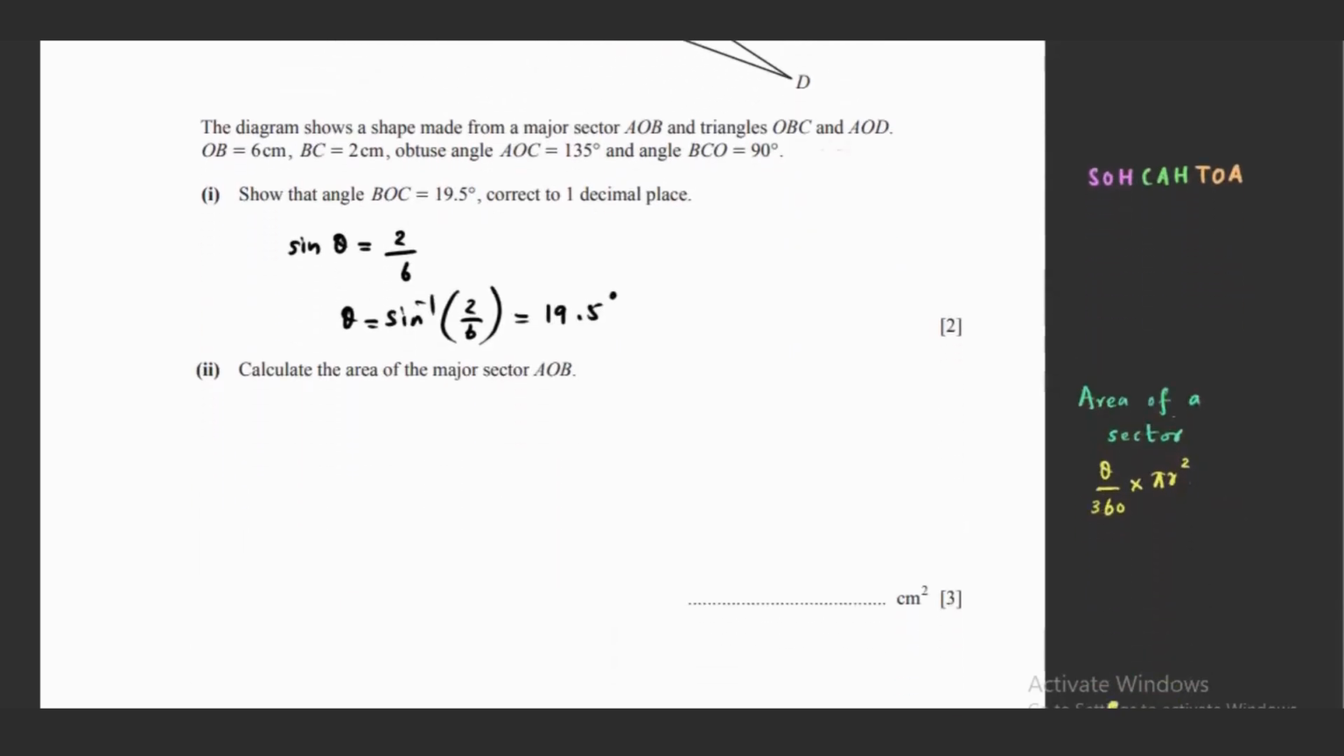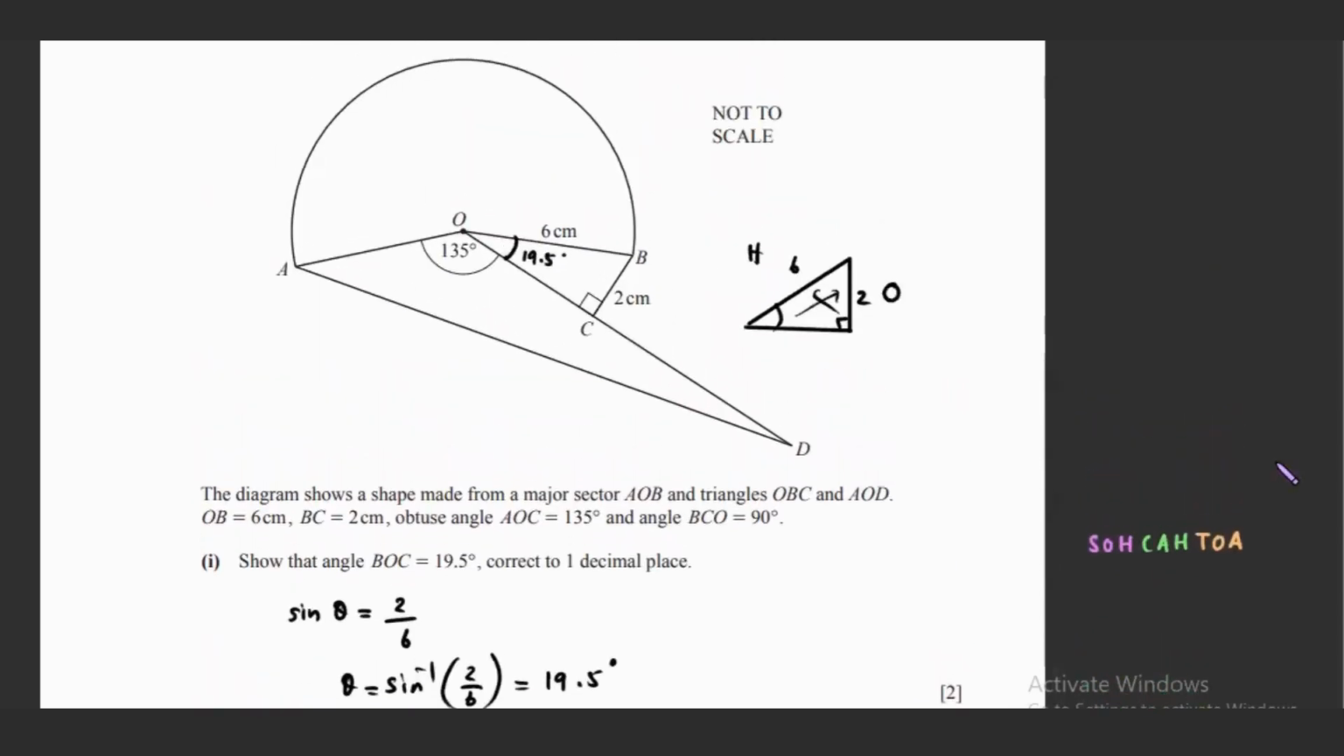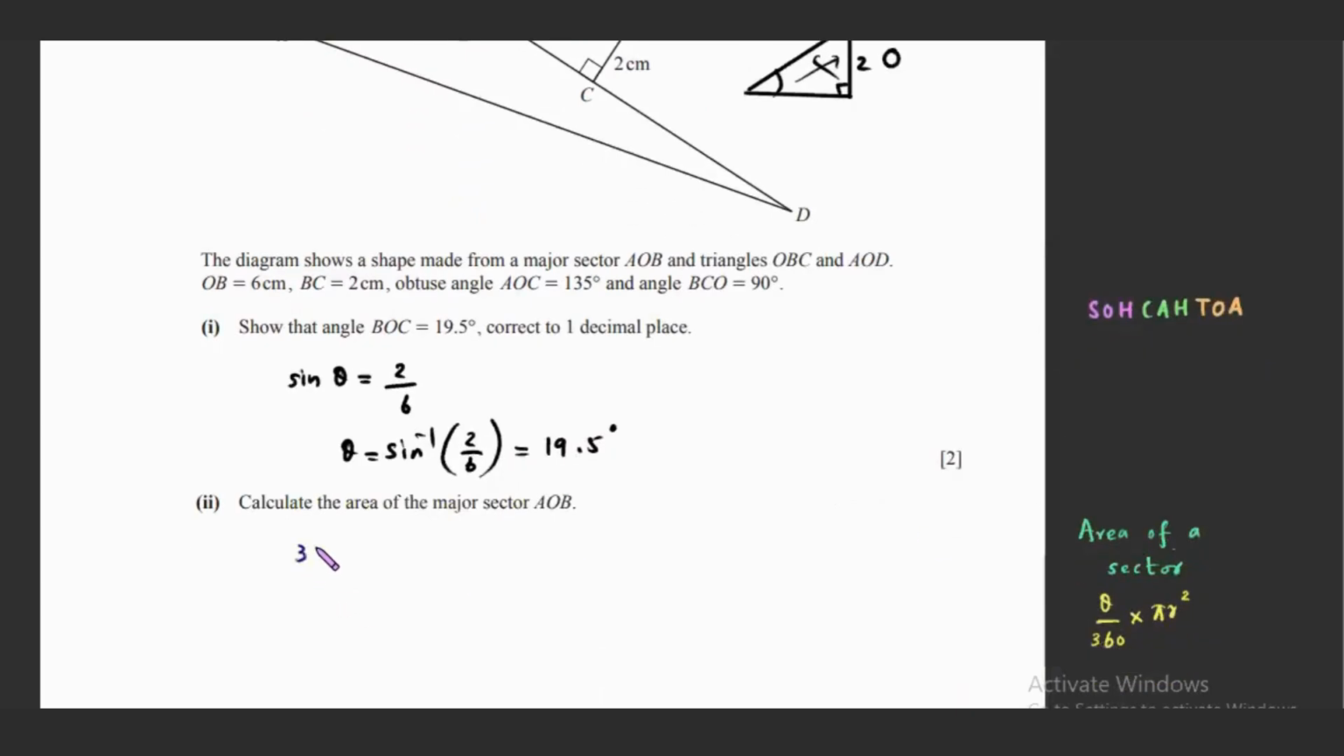In the next part of the question, we are supposed to calculate the area of the major sector AOB. This sector's area we are supposed to calculate. To calculate that, we need to know how much this angle is. This is 135, this is 19.5, so I can find the value of this angle by deducting these two from 360. So from 360 degrees, I'm going to deduct 135 and 19.5. When I do that, I get 205.5.